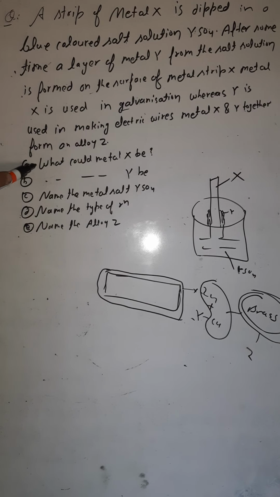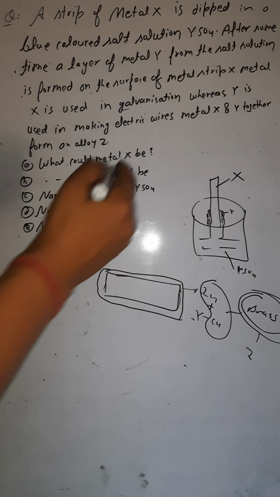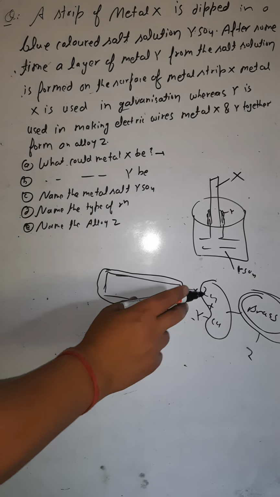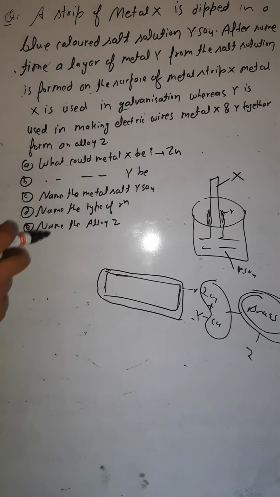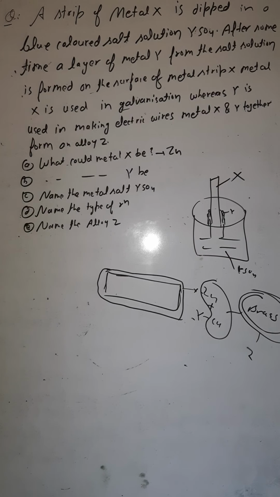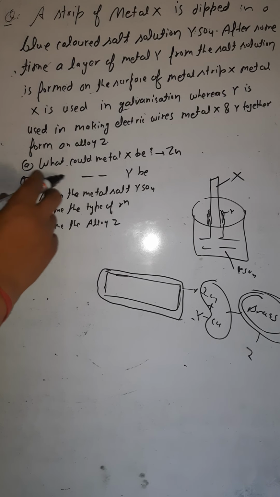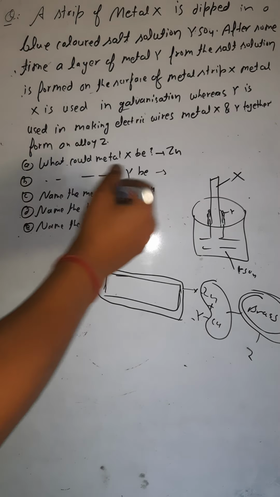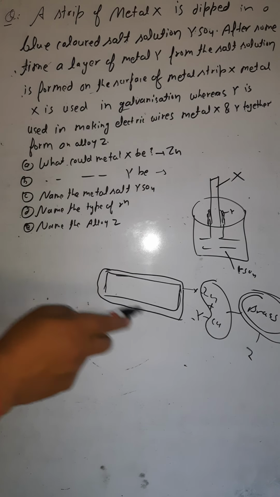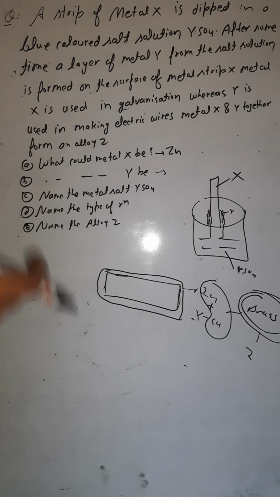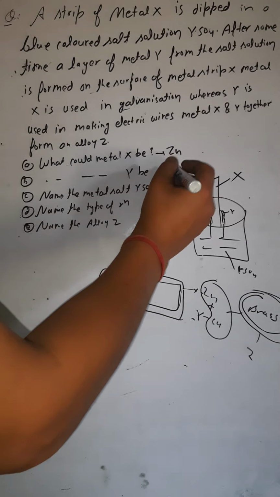Now question A is, what could be metal X? Metal X is zinc, because metal X is used for the galvanization purpose, and we are using zinc for galvanization. Okay, what could be metal Y? Metal Y is used for making electric wires, but we make electric wires out of copper, so definitely Y is copper.